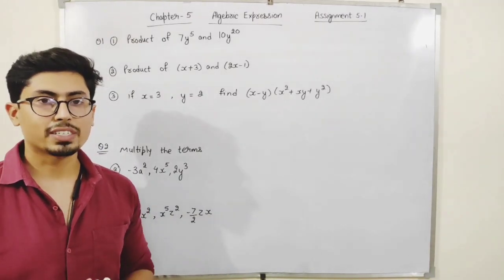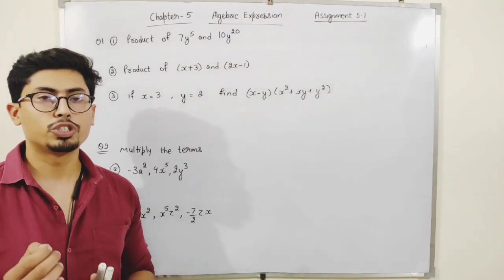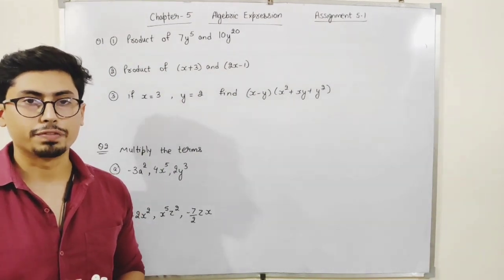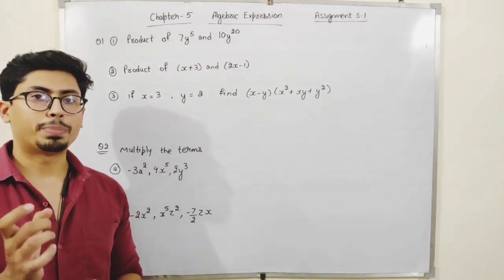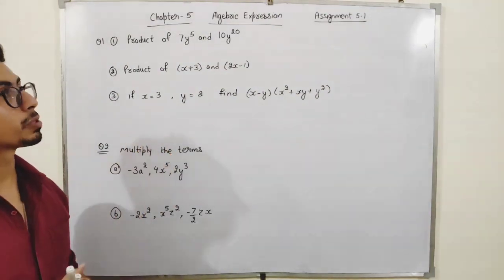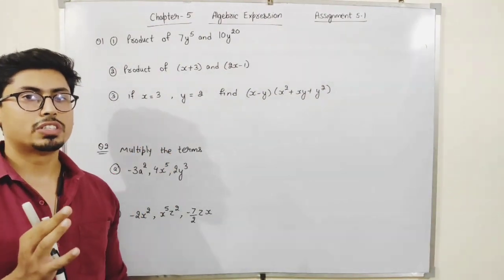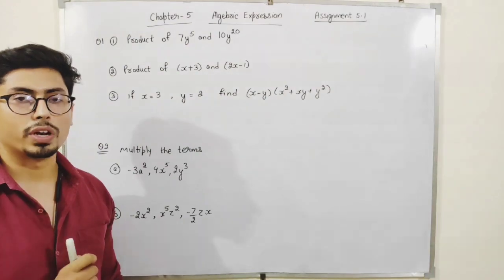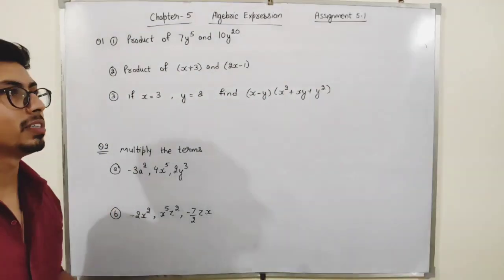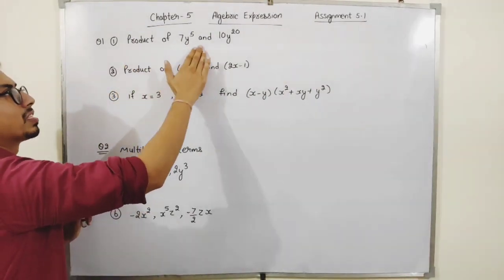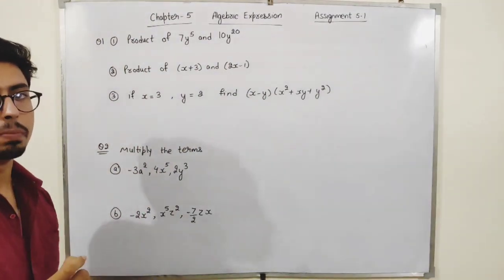Students, in today's class, we're going to start our new chapter, that is chapter number 5. So, chapter number 5 is algebraic expressions. So, we will start our assignment number 5.1. Question number 1, first part is the product of this and this. I have to multiply these two numbers.